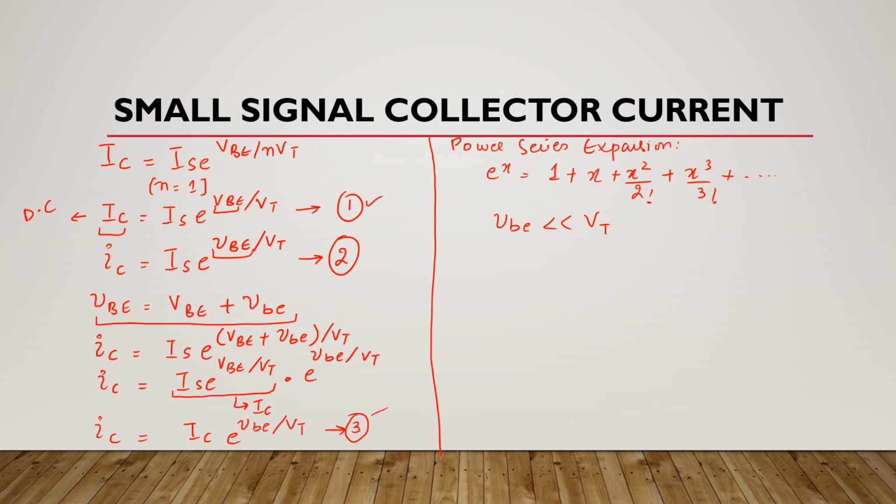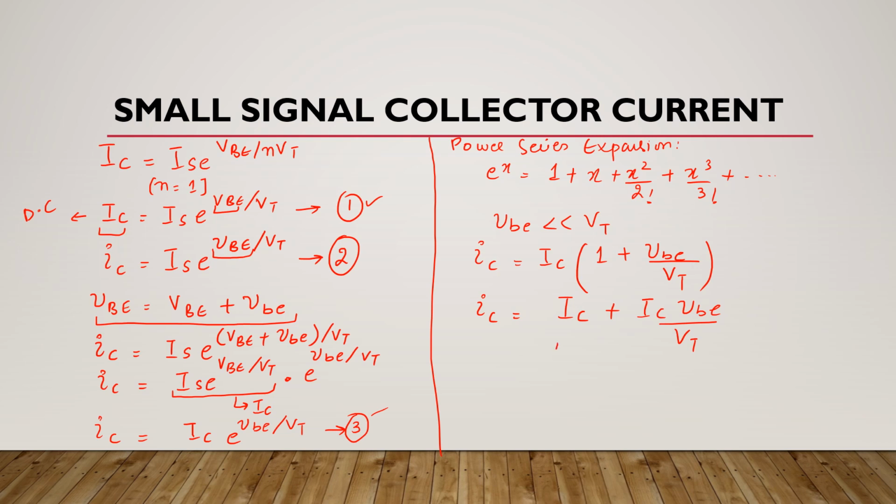So now equation number 3 becomes instantaneous collector current is equal to DC collector current, and here we have 1 plus AC base to emitter voltage divided by thermal voltage. Now if we open this bracket, we get instantaneous collector current is equal to DC collector current plus IC VBE divided by VT.